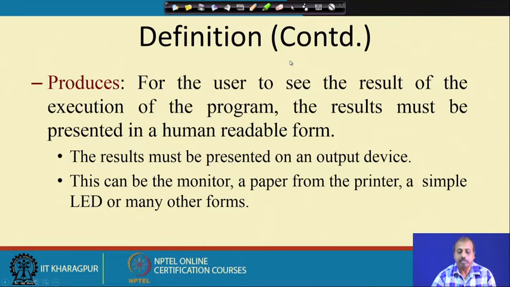What do you mean by produces? Produces means for the user to see the result of the execution of the program, the result must be presented in a human readable form. You have written a program, and that program is a binary file, so nothing much is understandable from there. Now, the program is executing, so output is again some binary data, and again nothing much is understandable from there.